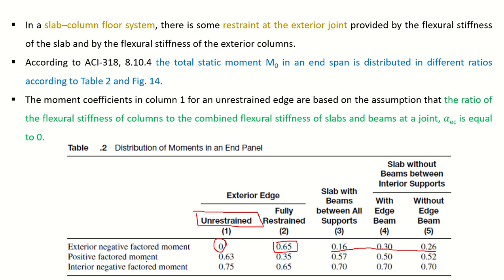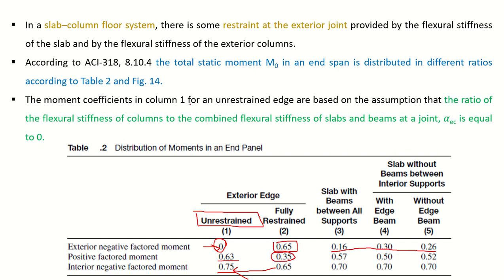Similarly, the positive factored moment is 0.63 for the unrestrained case, because there was no bending moment at the exterior negative face, the extreme most support. Therefore, most of the moment was carried by the positive and the first negative. However, if it is fully restrained, then you can see that the share of the positive bending moment reduces, and the shear as compared to this case also reduces. These cases continue with different conditions, for example if the exterior edge is slab with beams between all supports, or slab without beams, with edge beam and without edge beam. So these are all different cases you can consider while solving your problem.